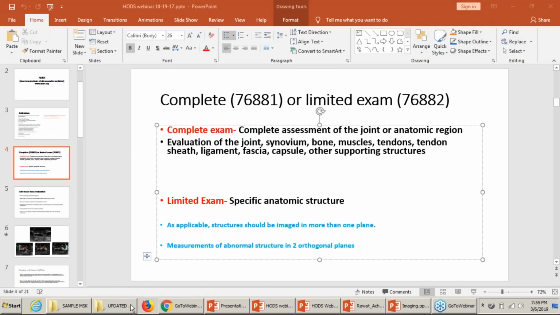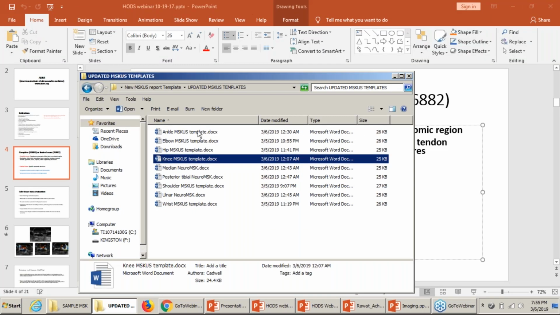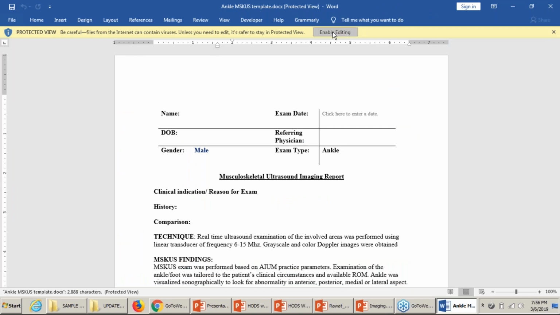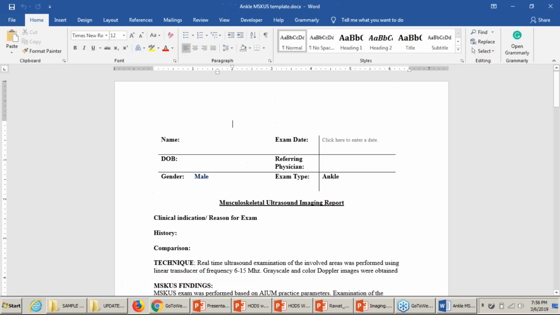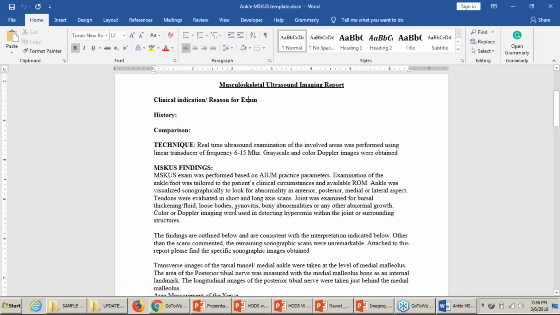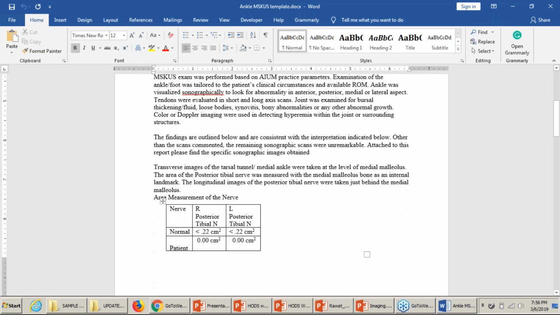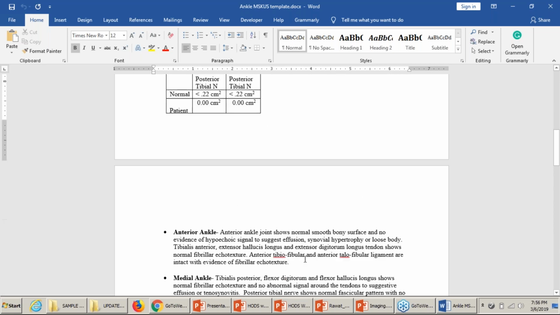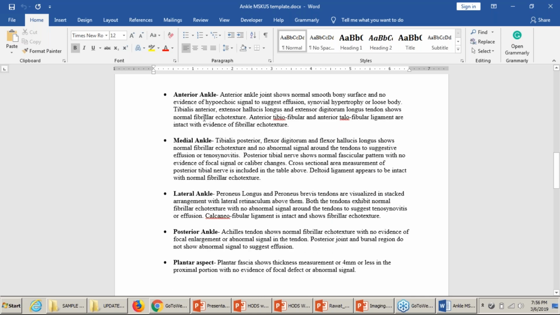Okay, moving to the ankle. Okay, here we go. So ankle, same thing here. First page, similar language, more comprehensive language to include all the important structures, a table for posterior tibial nerve. Then I have anterior, medial, lateral, and posterior ankle.